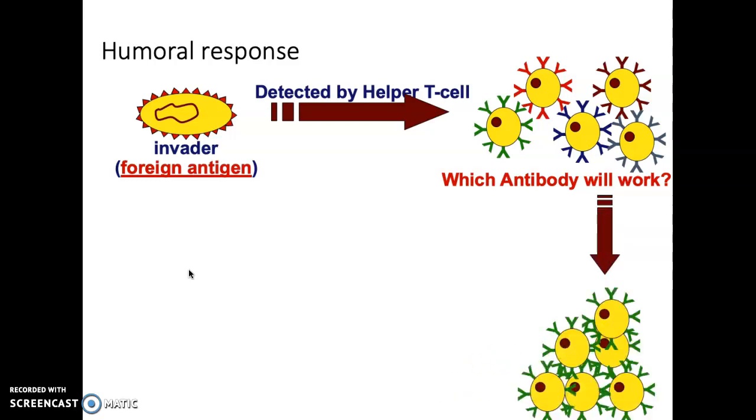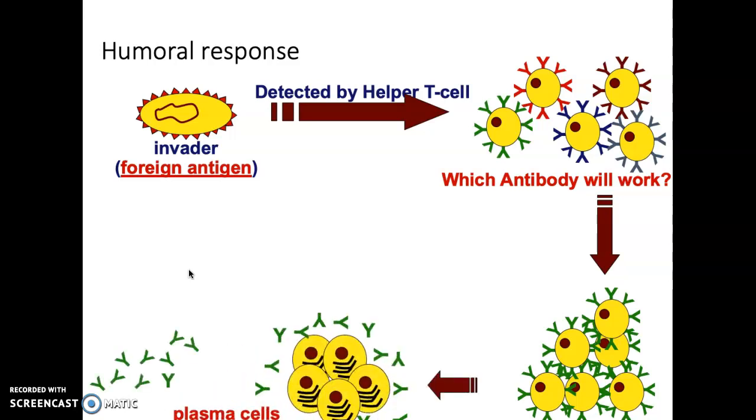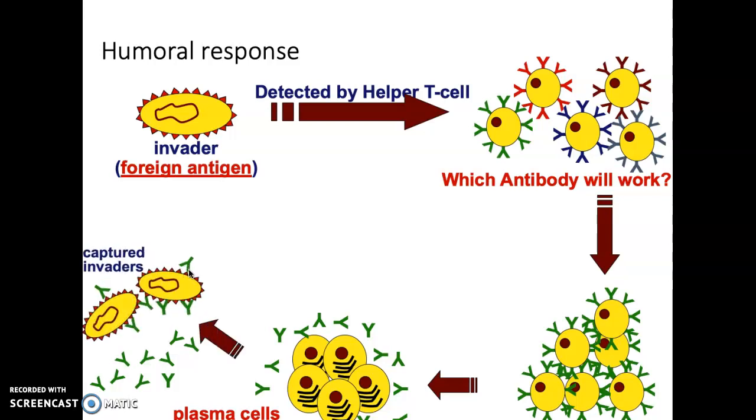Once they figure it out, those plasma B cells just go to town and replicate, making that custom antibody. And they release it. And basically they release all those handcuffs and agglutinate or clump the captured invaders together, and then those macrophages can come in and munch them up. That's the humoral response.